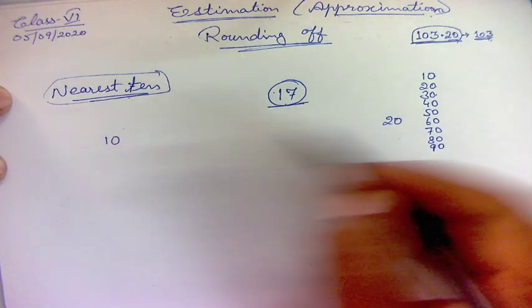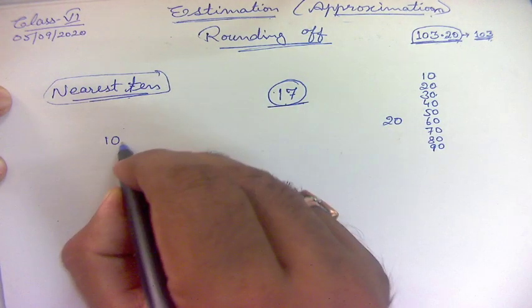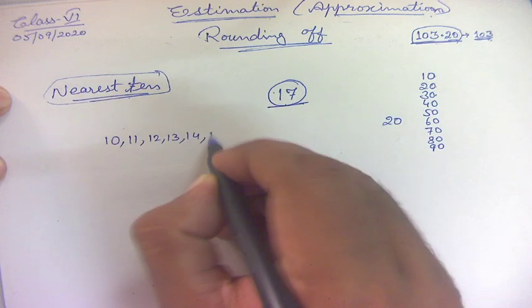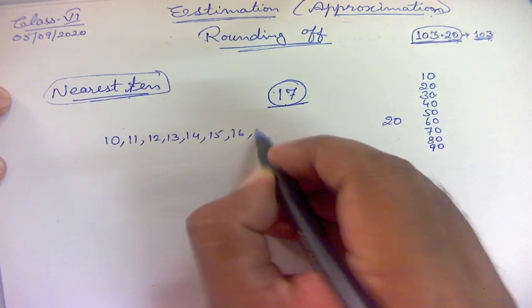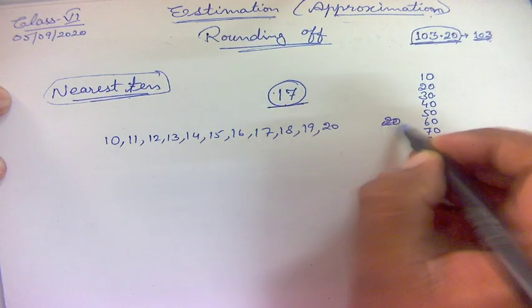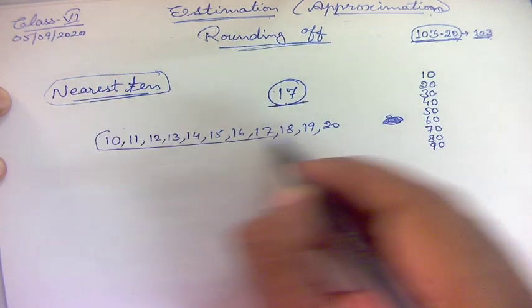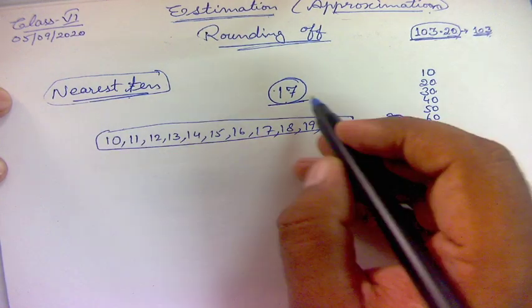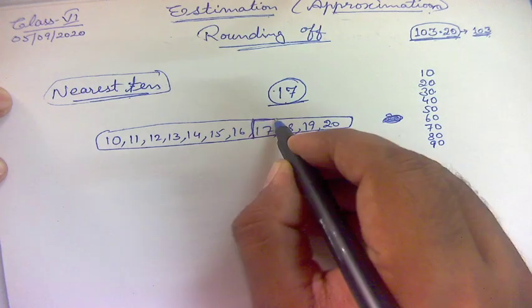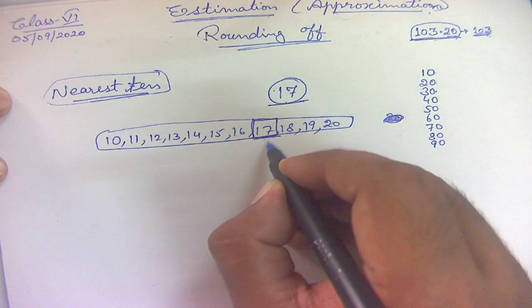किसके बीच में आएगा ये? 10 और 20 के बीच में आएगा. अब 10 के बाद 11, 12, 13, 14, 15, 16, 17, 18, 19 and then 20. So these are the numbers which you have. Now you are given 17. तो हमारा 17 कहाँ पे है? यहाँ पे. This is the place.